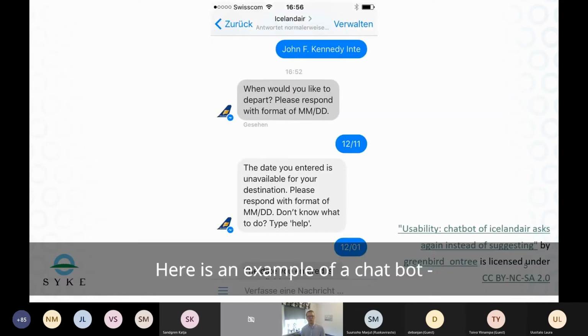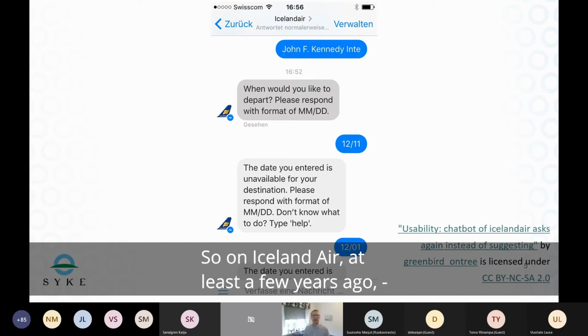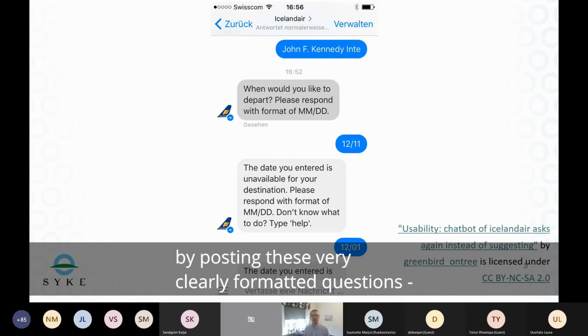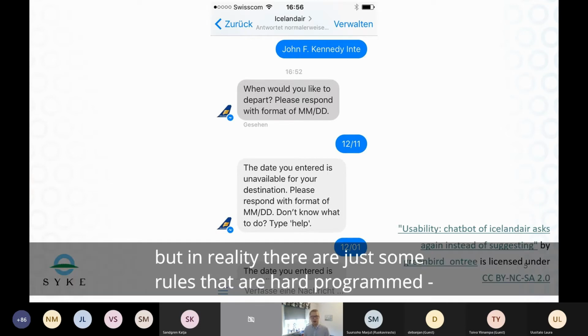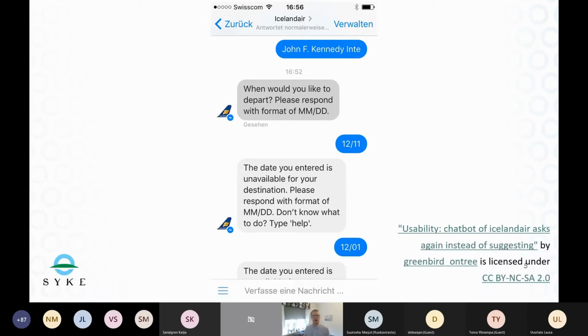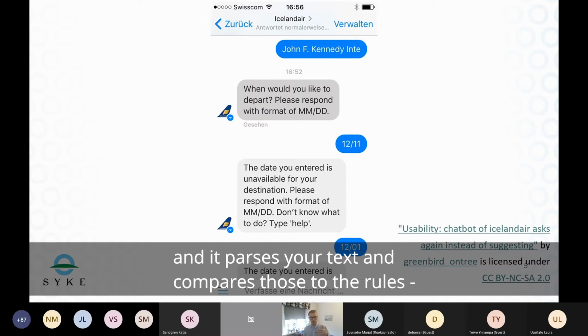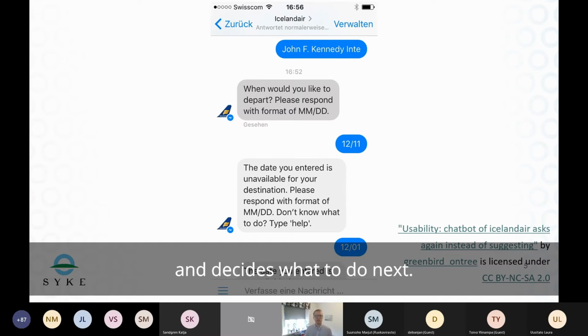So here is an example of a chatbot that is fully rule-based. On Icelandair, or at least you could a few years ago, you could reserve a plane ticket by posting these very clearly formatted questions, and then it just parses the text. You can think of this as intelligent, but in reality there are just some rules that are hard-programmed, and it parses your text, compares it to the rules and decides what to do next. So this is AI, not machine learning.